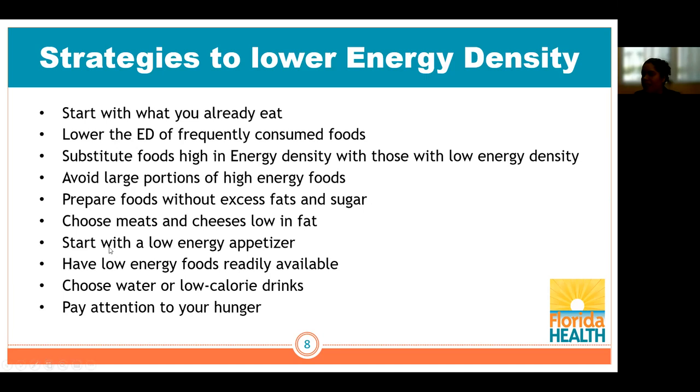The next thing is to choose meats and cheeses low in fat. Unfortunately, as much as we love cheese, it is one of the highest energy density foods that we have. So either choose the low fat option if it's available to you, or just use it sparingly. Maybe don't add that much to your lasagna.